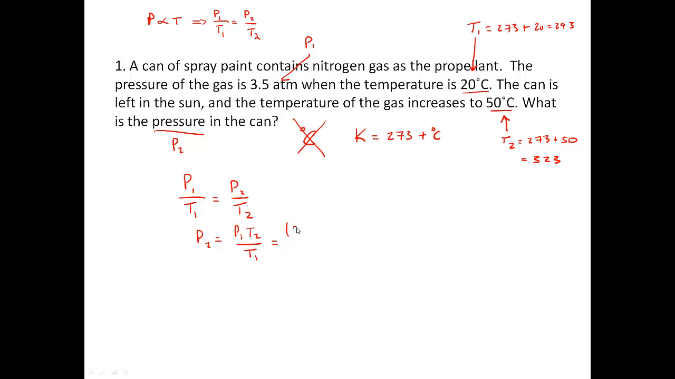So P1 is 3.5 atmospheres, T2 is 323 Kelvin, and T1 is 293 Kelvin. Notice that the Kelvins are going to cancel out. Do the calculation real quick, and we get a pressure of 3.9 atmospheres. Remember, when in doubt, keep the same units as you start with. So we're in atmospheres.